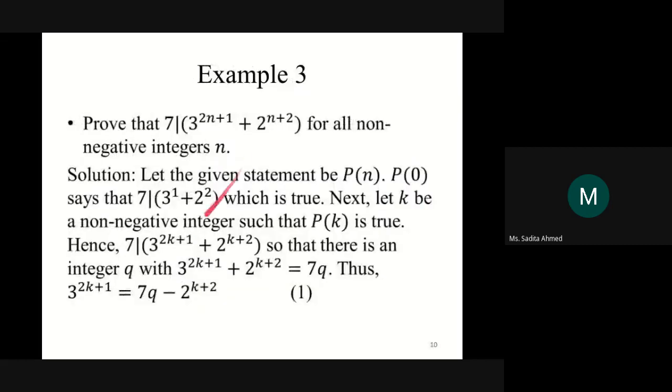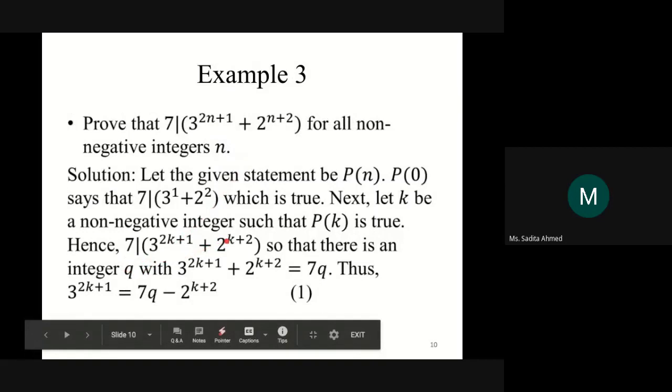Similarly, since 7 divides this number, we can say that for some integer q, this term is equivalent to 7q, 7 multiplied with that integer q. From that, we can also say that 3 to the power of 2k plus 1 is equal to 7q minus 2 to the power of k plus 2. Now, what is the purpose of doing this? Understand that, that is the more important thing. Why are we doing this?